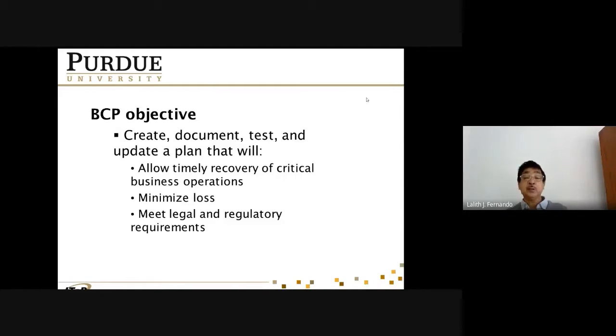First of all, the plan should address the timely recovery of critical business processes and operations. At the same time, loss has to be minimized. And while addressing all these things, it should also meet legal and regulatory requirements.